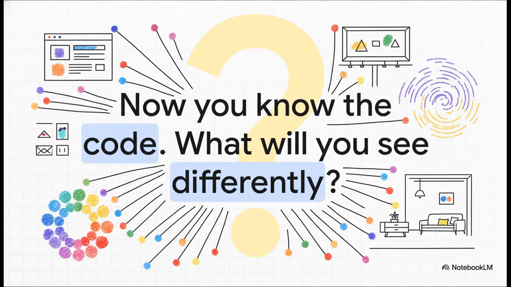So there you have it. In just a few minutes, we've gone from a single tiny dot all the way to the complex emotions of color. You now have the basic code, the secret language that designers use to build our visual world. So the next time you're scrolling online or walking down the street, I just have one question for you. What will you see differently?